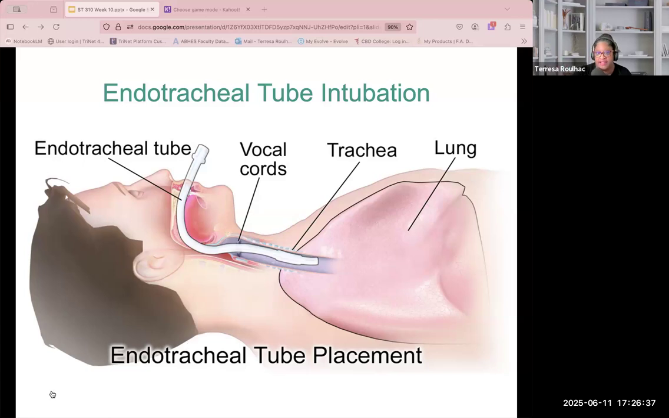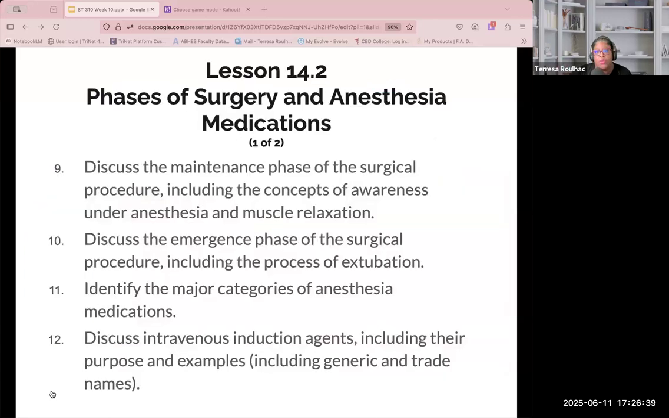Okay, so that's the first half. The second half, we have to talk about the maintenance phase in the surgical procedure. So now we're taking it to the next level. We've already got the patient in the room, they're set up, anesthesia's in, but now what? Our case is going to start.